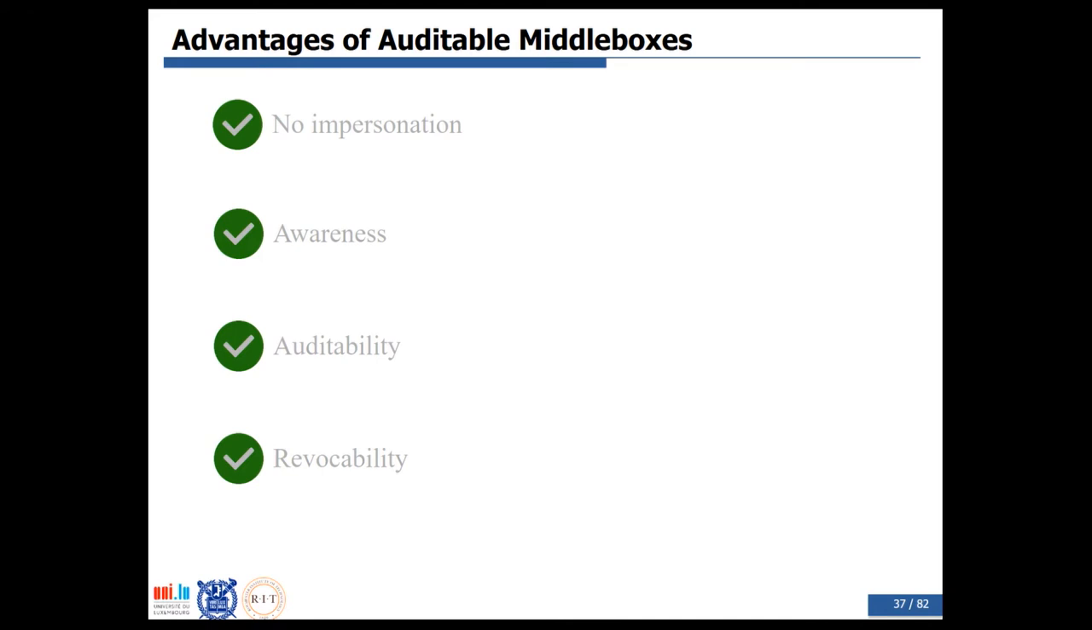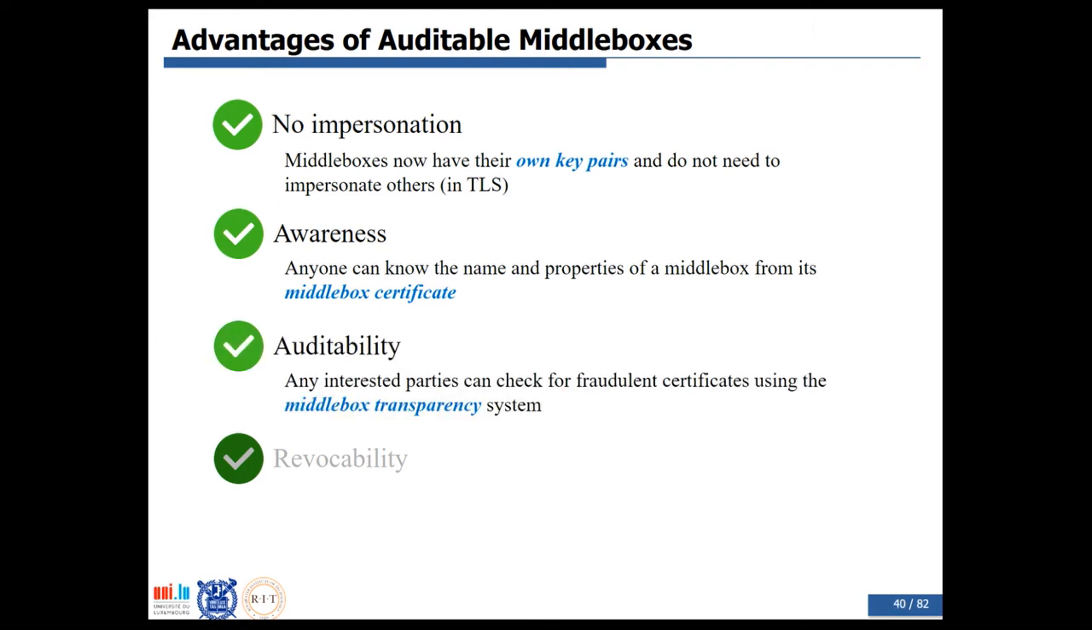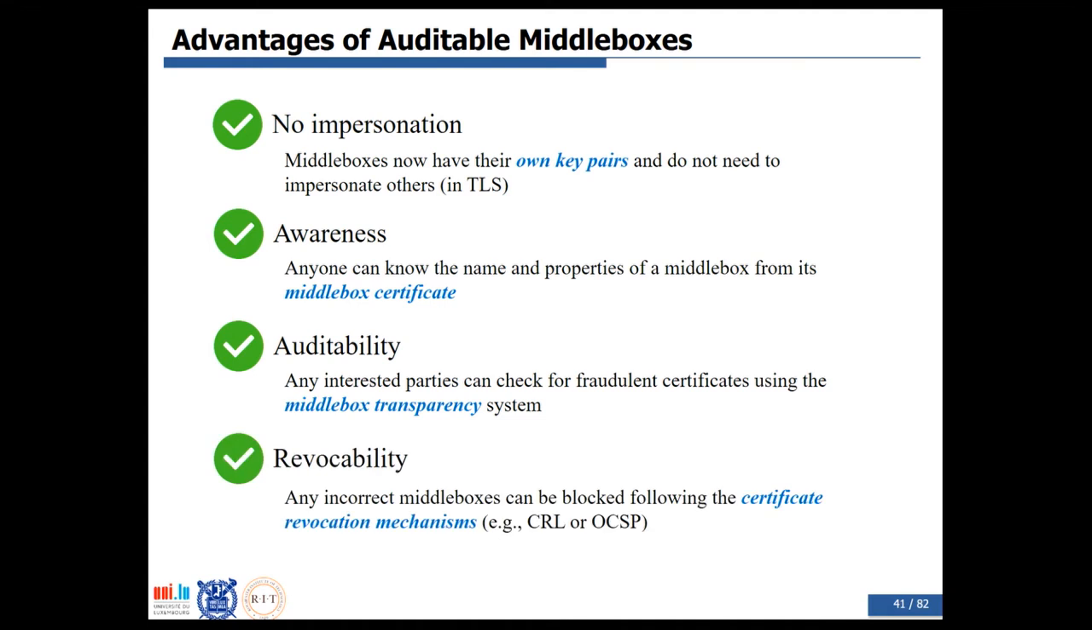So what are the benefits of auditable middleboxes? First, no impersonation. Middleboxes now have their own key pairs and do not need to impersonate others, as in TLS. Second, awareness. Because the certificates are public and static, anyone who receives the certificate can know the name and properties of the middlebox from its middlebox certificate. Third, auditability. Because all the middlebox certificates are logged in the middlebox transparency system, any interested parties can check for fraudulent certificates using the middlebox transparency system. Lastly, revocability.